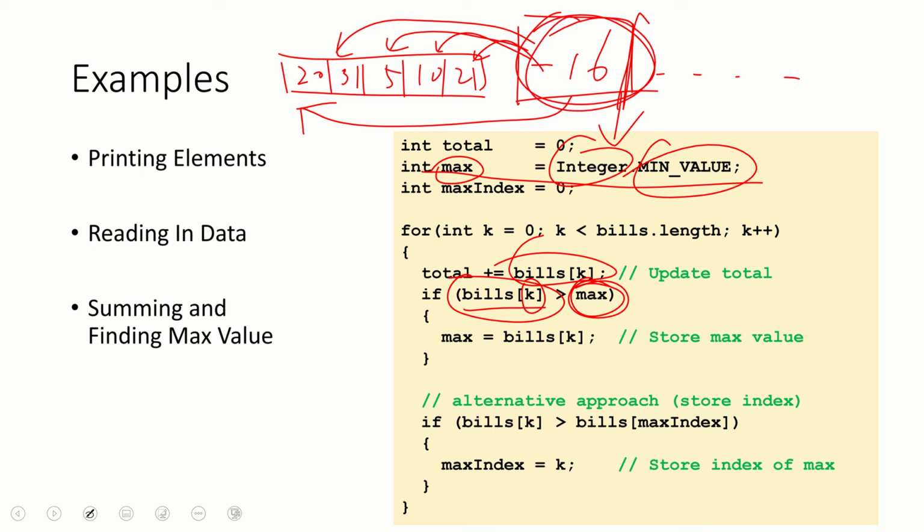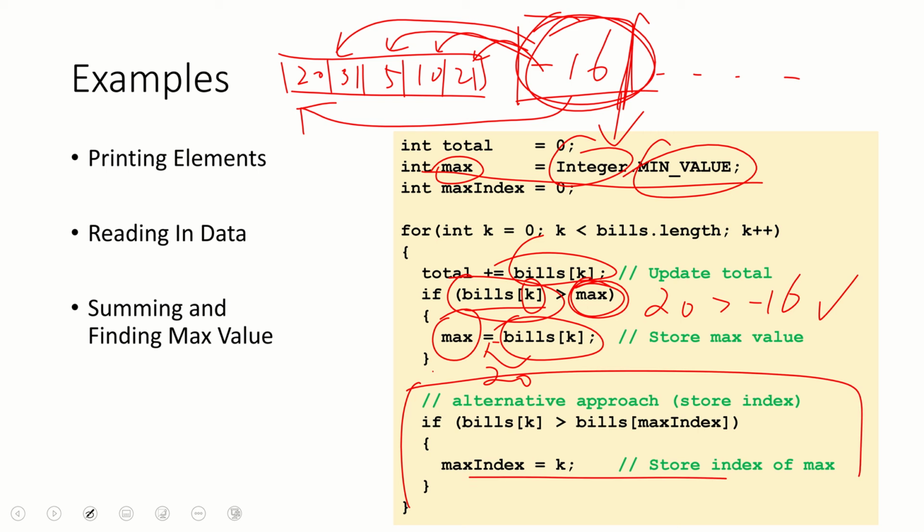As the first iteration, is 20 larger than minus 16, right? It's true, right? So we update the max to 20. Okay, so basically you assign this one to 20. We just ignore this part right now. Then you do the second iteration. In the second iteration, you're increasing k from 0 to 1, right?